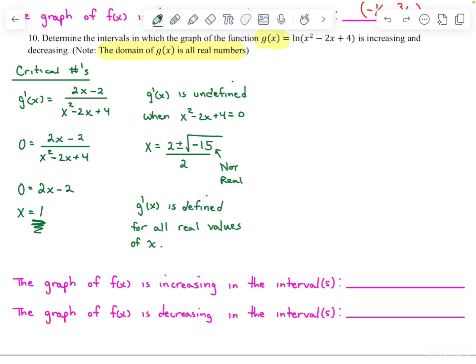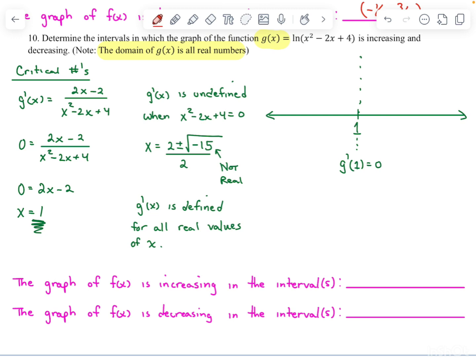Now to determine the intervals in which the graph of the function is increasing or decreasing, I'm going to make a number line. On this number line, I'm going to place a 1, and that is because we know that the derivative at x is equal to 1 is equal to 0. Now there are two intervals to test, one that is less than 1 and another that's greater than 1.